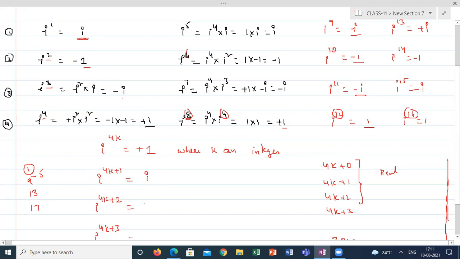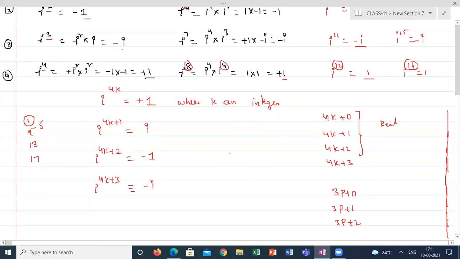For 4k plus 2, the answer is minus 1. For 4k plus 3, the answer is minus i. Is it clear, guys? Where k is an integer. Understood how I am writing?